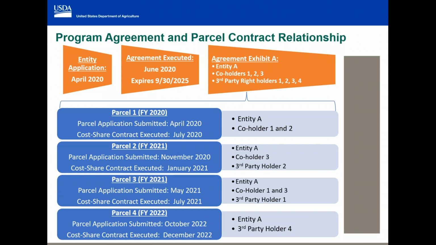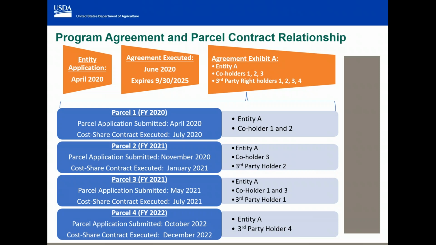Next fiscal year, 2021, early in the fiscal year, November 2020, you're ready with your next parcel. You submit the application to NRCS. NRCS will still have ranking and application periods and things like that, but once that ranking period is concluded and the selections are made, we can move forward with executing that individual cost share contract at that time.